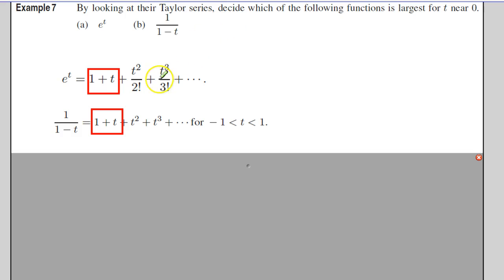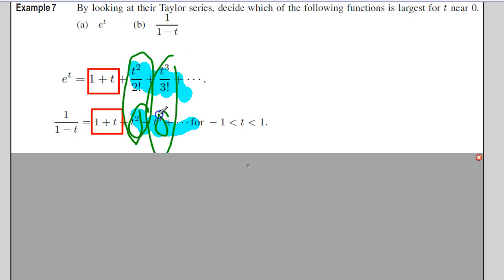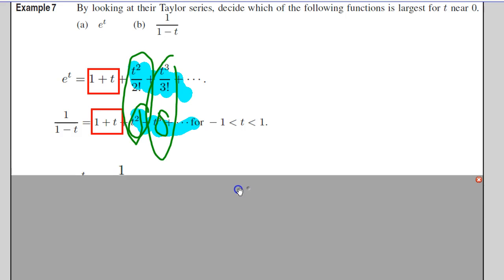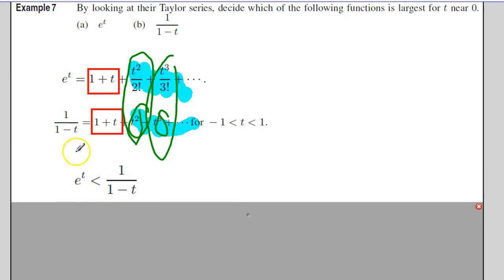And so really to determine which values are greater, we need to be comparing the terms after 1 plus t. And we can compare them together. So in this case, the t squared term is a larger term than the t squared divided by 2 factorial. In this case, the t cubed term is larger than the t cubed over 3 factorial term, and that will continue since that's how the format of the series goes. We can compare the general term and see the same result. So that lets us know that in this case, e to the t is going to be always less than 1 over 1 minus t for t values between -1 and 1 for which the Taylor series is defined.